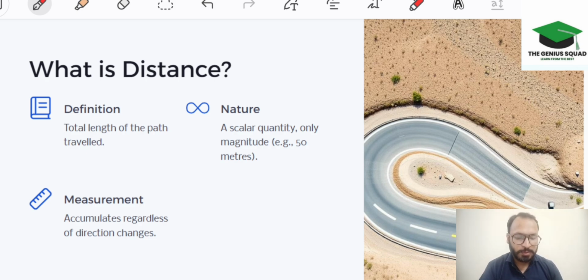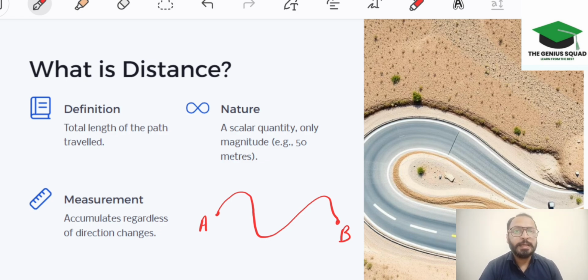The first thing that you need to understand is what is distance and what is displacement. We will start with distance. Distance is the total length of the path traveled. That means if you are moving from point A to point B, how much path you have actually traveled is known as the distance. Let's take an example. If this is point A and this is point B, and the path goes like this, this is the distance that you will travel from A to B.